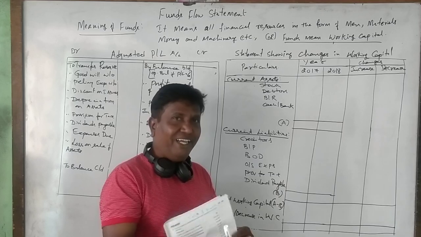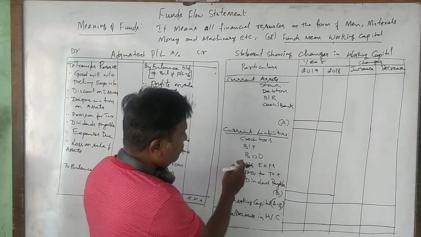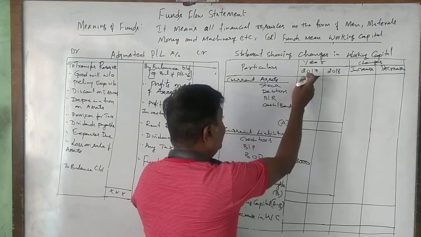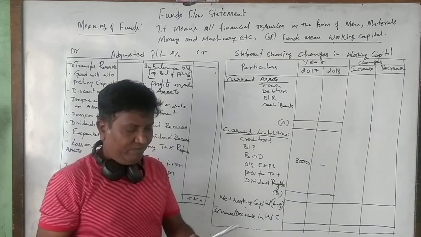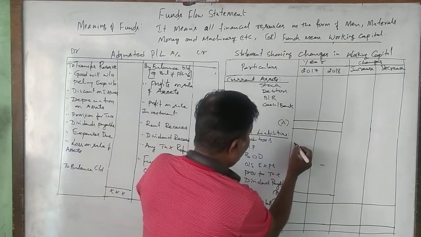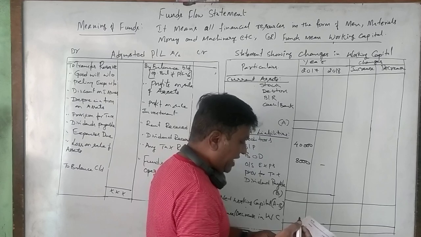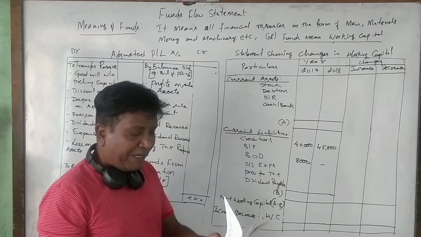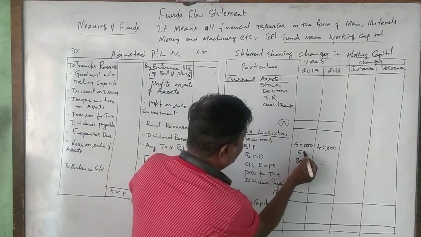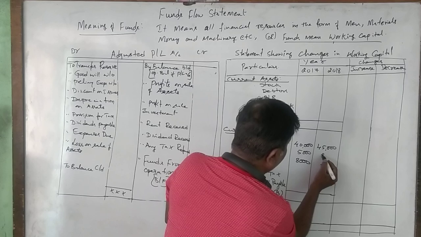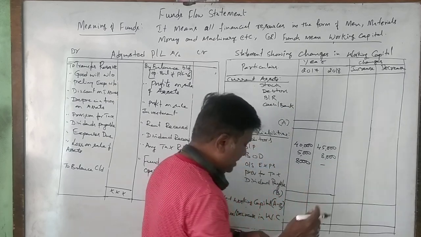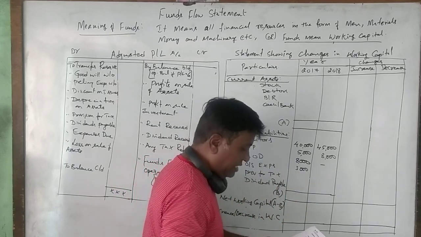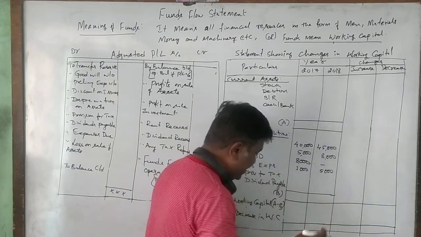Now, bank overdraft, is it a current asset or a current liability? Definitely it is a current liability. There is 8,000 rupees in 2017 and nothing in 2018. Creditors, we have 40,000 rupees in 2017 and 45,000 rupees in 2018. Next, bills payable, 5,000 rupees in 2017 and 8,000 rupees in 2018. Next, outstanding expenses, 3,000 rupees in 2017 and 5,000 rupees in 2018.